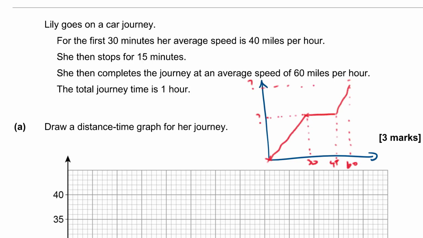So for the first 30 minutes, her average speed is 40 miles per hour. So if she can do 40 miles in 1 hour, then in half an hour, she's going to be able to manage half that distance, isn't she? So at a time of 30 minutes, she will have traveled 20 miles.